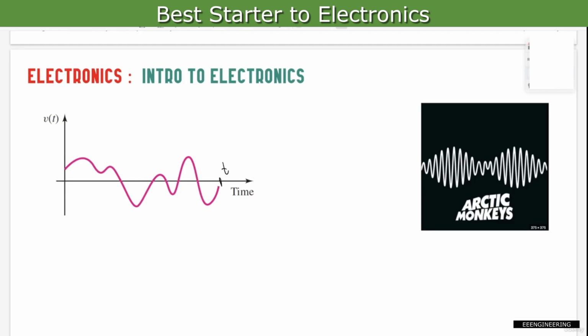The majority of the signals we come across in daily life are analog signals. That's also really important. For instance, in music we have music signals. And everyone knows the cover of the AM album by Arctic Monkeys, which is this cover. This signal we have right here is an analog signal, so keep that in mind. Real life signals are generally analog signals.